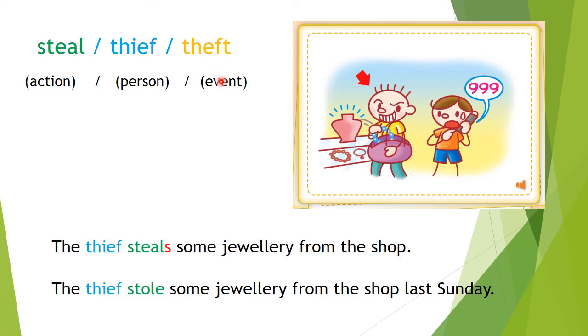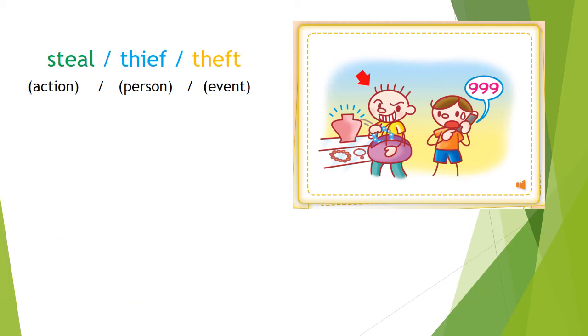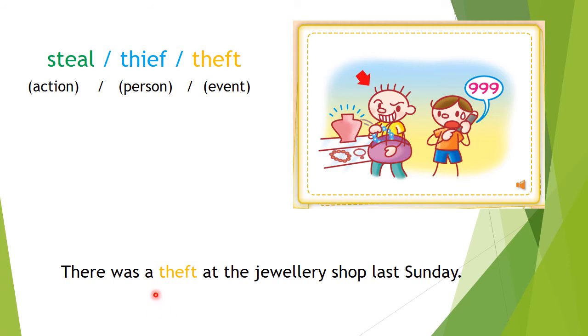For example, we can say the thief steals some jewelry from the shop. This is in present tense. Or when we report this event, we can say the thief stole, in past tense, some jewelry from the shop last Sunday. See, last Sunday is a marker that tells you this has to be in past tense, stole. Okay, and when we talk about the event, we can say there was a theft at the jewelry shop last Sunday.